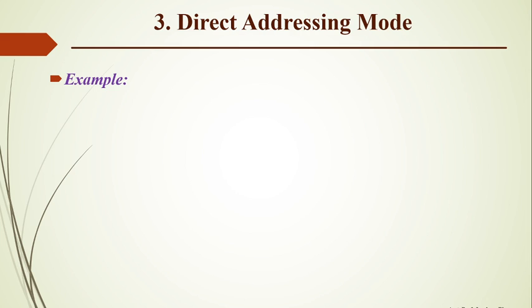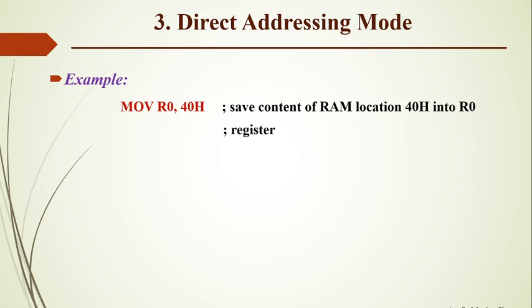Let's see the examples. Here MOV R0, 40H. Here 40H is nothing but the direct address of the RAM location. As no hash sign precedes this value, it means this is a direct address. So here the content of RAM location 40H will move into the register R0.